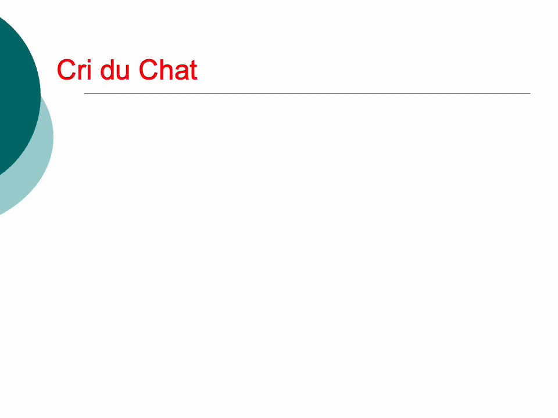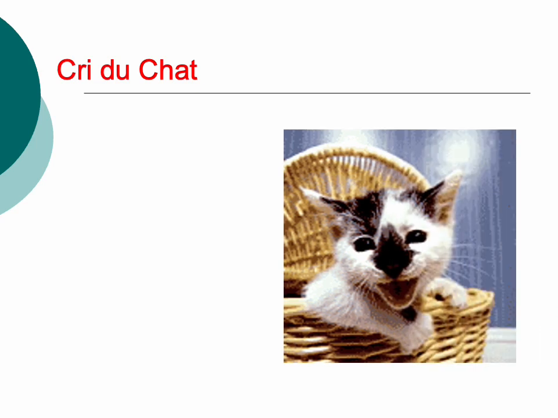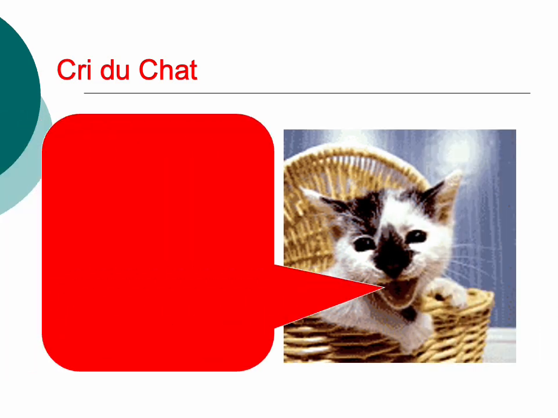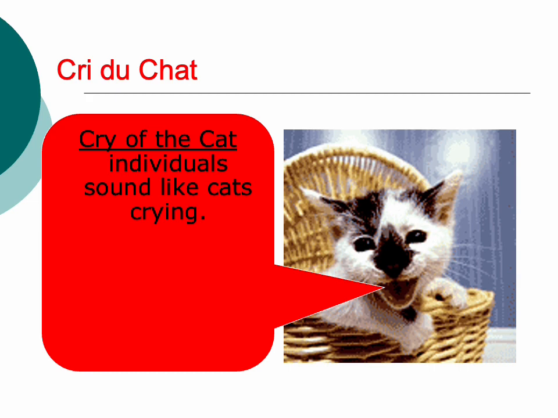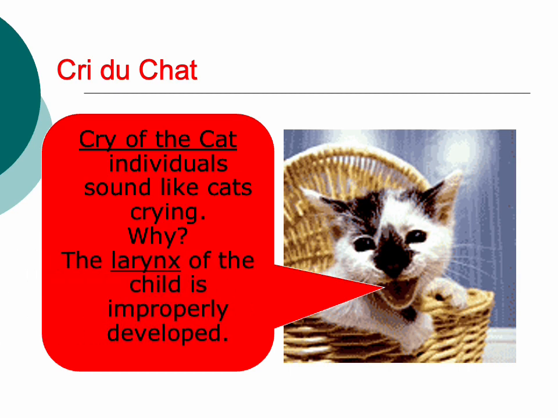Now, why is it called Cri Du Chat? Cri Du Chat means cry of the cat. It sounds like a cat because these patients would have hypotonia. They would have a voice like a cat. And what's the reason for this? Because of the improperly developed larynx. An improperly developed larynx would result in a too high-pitched voice.